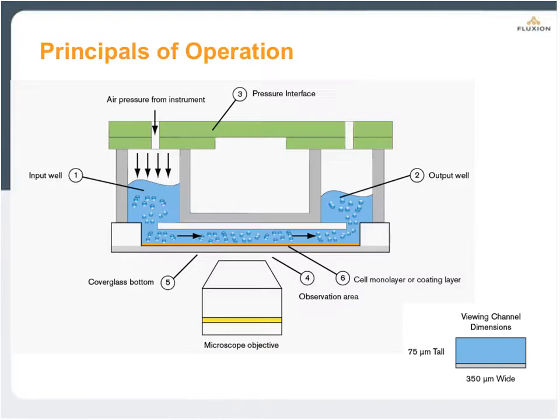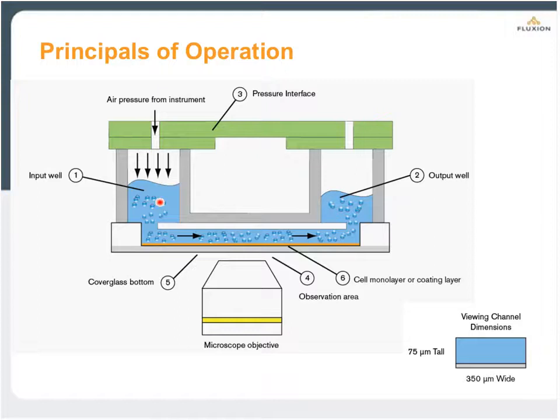How does a typical experiment work using a BioFlux plate? Again, this is a cross-sectional view of a channel just cut in half down the middle. What we do is dispense coatings and cells into the wells. So you can see some little cartoon cells here.